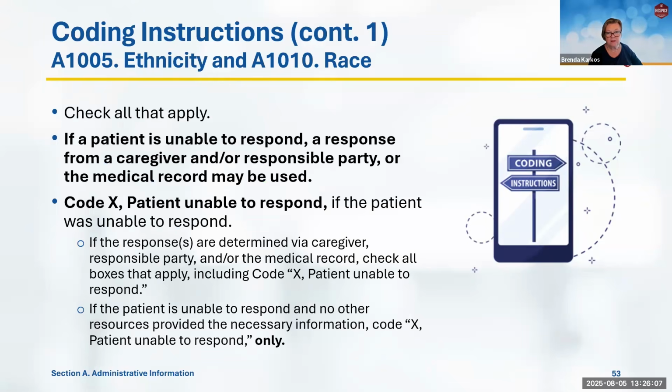So if a patient is unable to respond, a response from a caregiver, a responsible party, or the medical record might be used. You would code X if the patient is unable to respond. If a response is determined by the caregiver or responsible party or medical record, you would check all the boxes that apply, including that the patient is unable to respond themselves. If no other resources provided the necessary information, you would only code X, patient unable to respond.